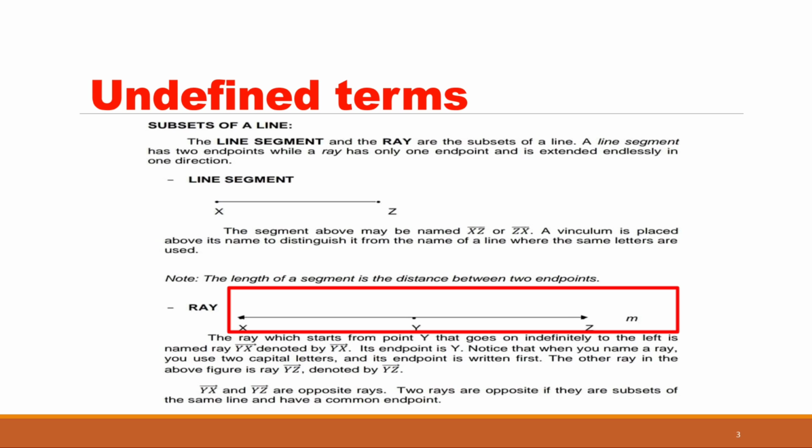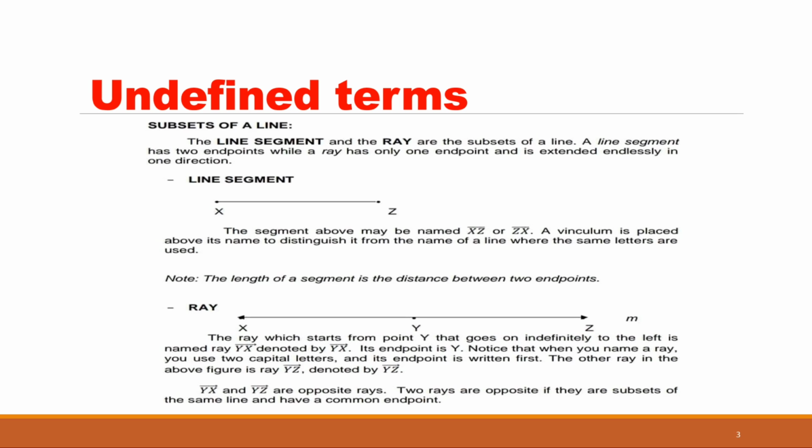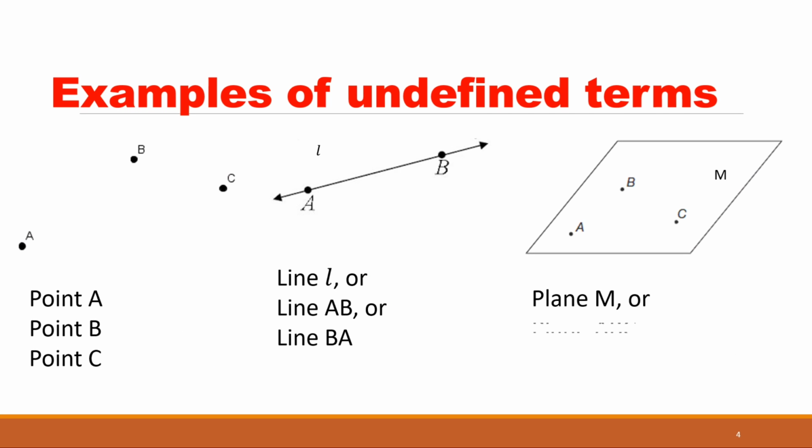Notice that when you name a ray, you use capital letters. Take note, capital letters, and its endpoint is written first. The other ray in the above figure is ray YZ. So ray YZ and ray YX are opposite rays. Two rays are opposite if they are subsets of the same line and have a common endpoint.